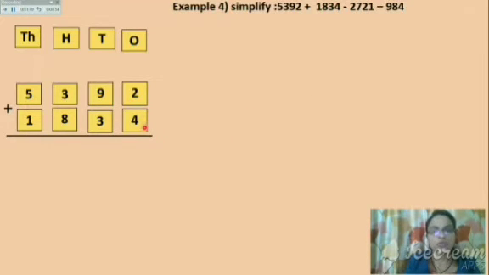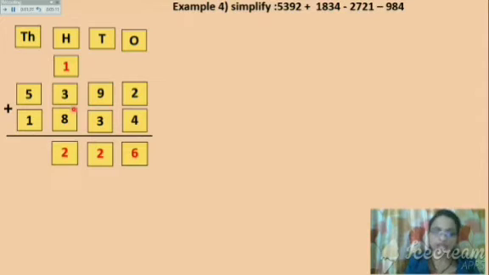Now add. 4 plus 2, how much? 6. Then 9 plus 3 is 12. So 2 will come in the tens place and 1 will carry forward to the 100 place. Now in the 100 place, add 8 plus 3 plus 1. How much will you get? Yes, it is again 12. So 2 will come down in the 100 place of the answer and 1 will carry forward to the 1000 place. In the 1000 place, 1 plus 5 plus 1, you will get 7.